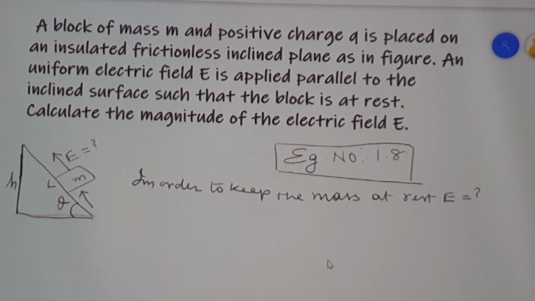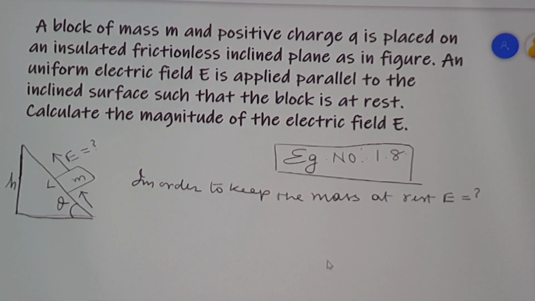See, what is that problem? Come on, go through that problem. A block of mass m and a positive charge q is placed on an insulated, frictionless, inclined plane as in figure. A uniform electric field E is applied parallel to the inclined surface such that the block is at rest. Calculate the magnitude of the electrical field E. So that was the problem.